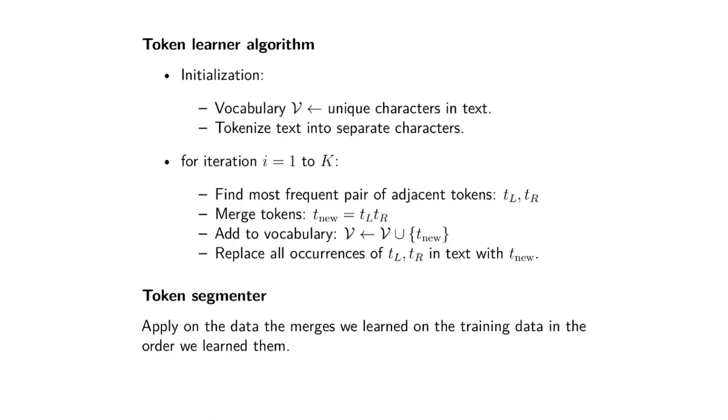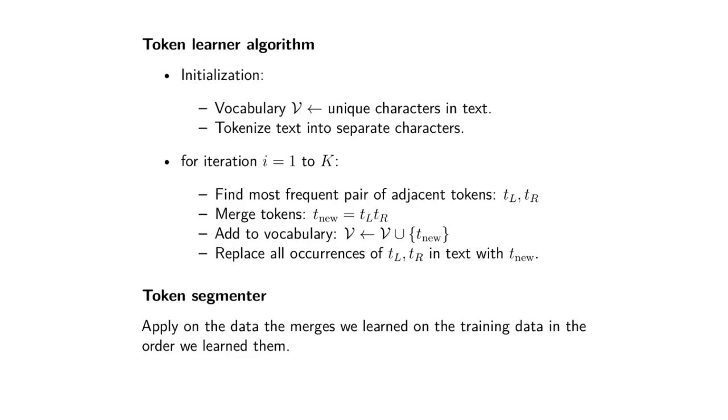What we're going to do is start and initialize the algorithm. We're going to put every one of the unique characters in my training text in the vocabulary, okay? And then I'm going to separate my data set into a whole bunch of separated characters. And then I'm going to iteratively merge characters that occur next to each other a lot, okay? And I'm going to do this greedily.